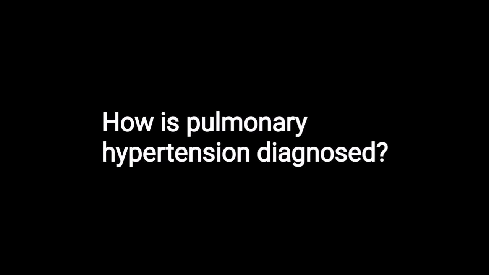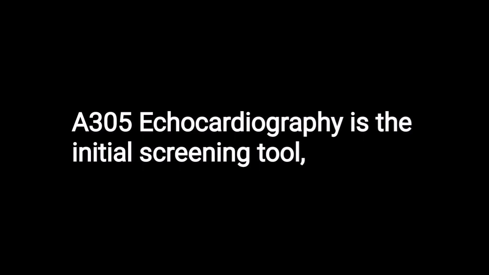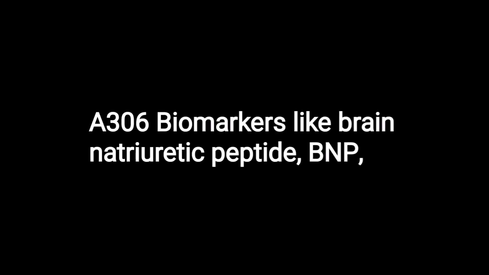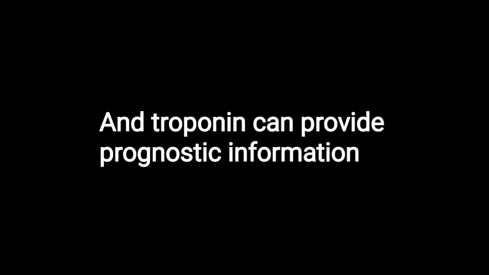Q305. How is pulmonary hypertension diagnosed? A305. Echocardiography is the initial screening tool, followed by right heart catheterization to confirm the diagnosis and determine the hemodynamic severity. Q306. What is the role of biomarkers in the diagnosis and management of pulmonary hypertension? A306. Biomarkers like brain natriuretic peptide, BNP, and troponin can provide prognostic information and guide treatment decisions in pulmonary hypertension.